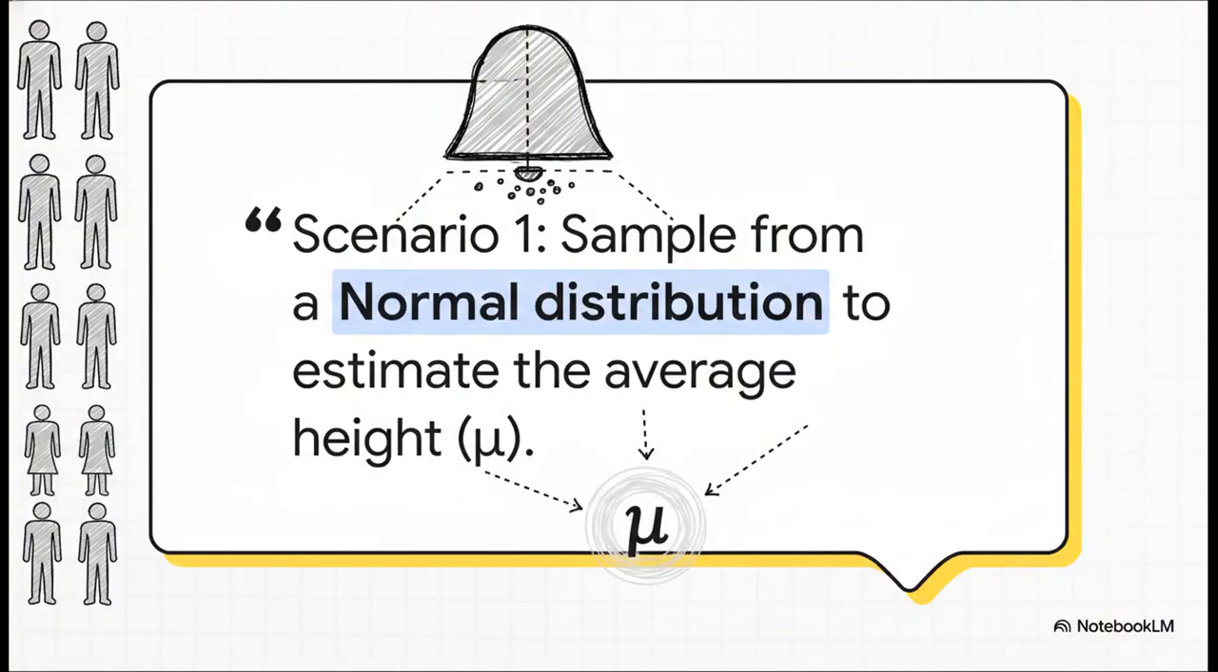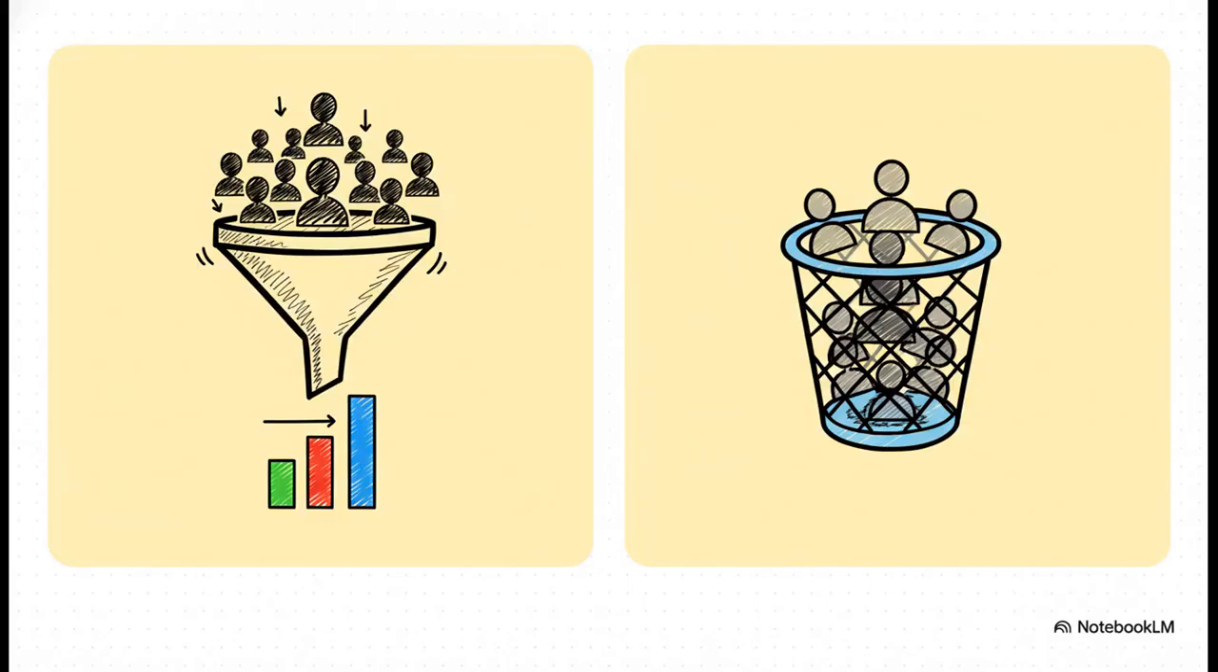Let's say you've measured the heights of 1,000 people. You're assuming heights follow that classic bell curve, the normal distribution, and you want to estimate the true average height for the whole population. So, what's the perfect summary here? It's just the sample mean, the average.